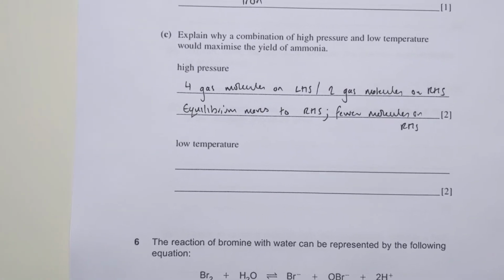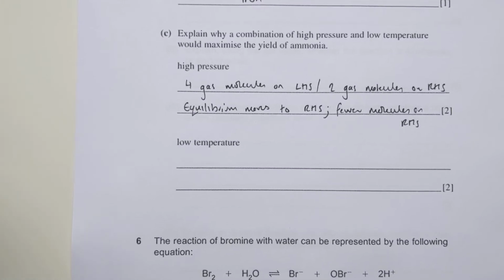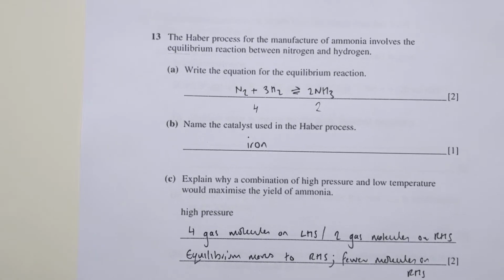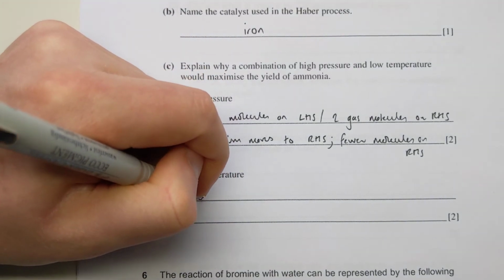With low temperature, again you're talking about the enthalpy change for the reaction. Now this one's a wee bit tricky in that you have to actually remember whether it's exothermic or endothermic. It's not giving it to you in any part of the question. So the idea that we use a low temperature comes from the fact that the reaction is exothermic.